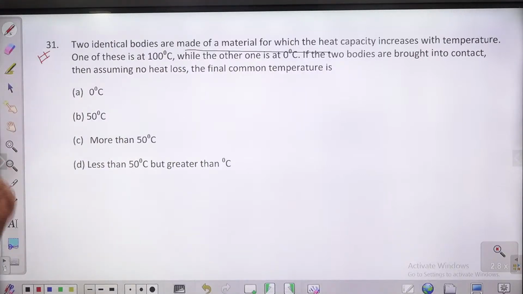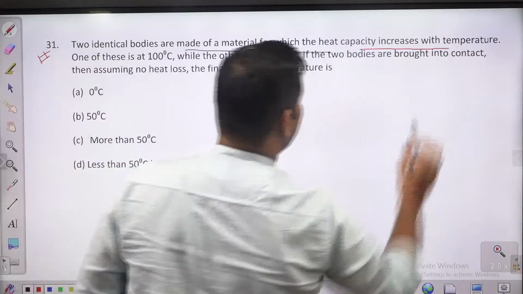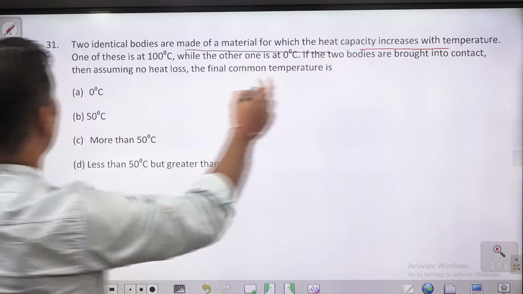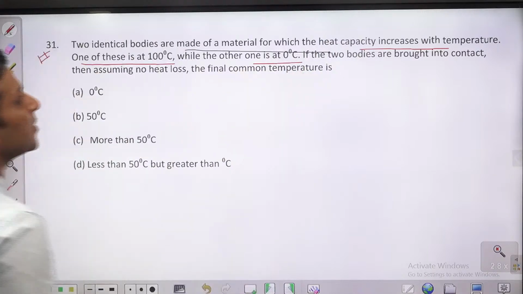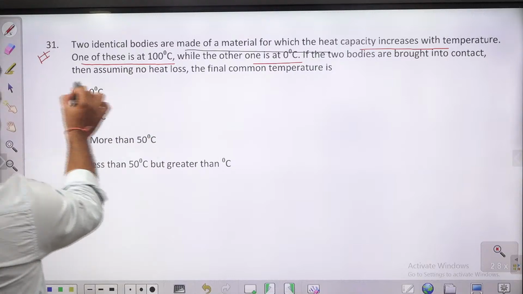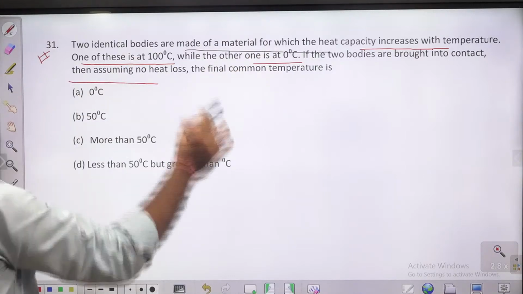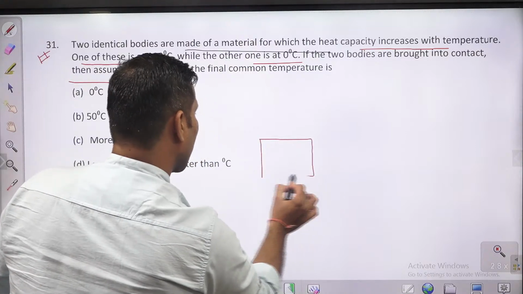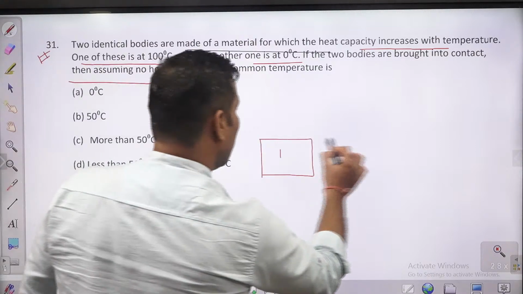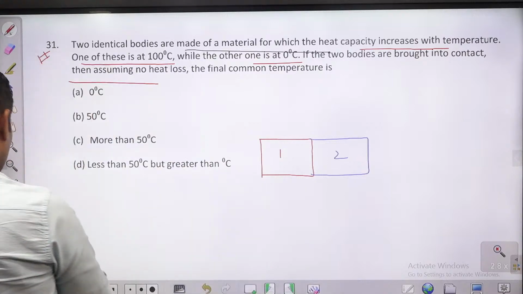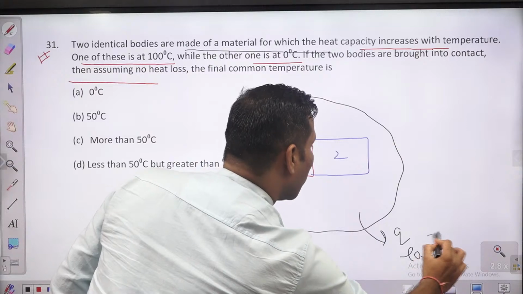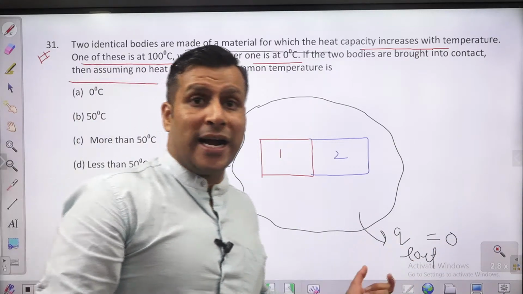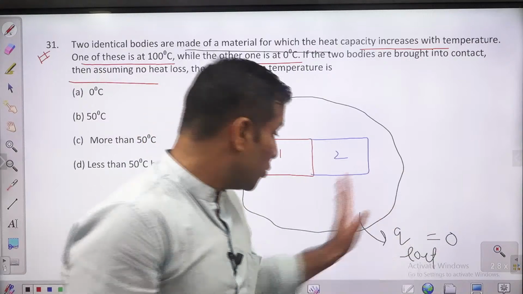बहुत अच्छा question है. Two identical bodies are made up of material for which the heat capacity increases with temperature. Heat capacity temperature के साथ बढ़ जाता है. So one of these is at a temperature 100 degrees Celsius, while the other one is at a temperature 0 degrees Celsius. If two bodies are brought in contact, assuming no heat loss, मतलब outside कोई heat loss नहीं हो रहा है. So this is body 1, and this is body 2. They are only exchanging heat. There is no heat loss outside. You know, in most of the thermodynamics problems we assume like that. So these are the only two bodies exchanging heat.